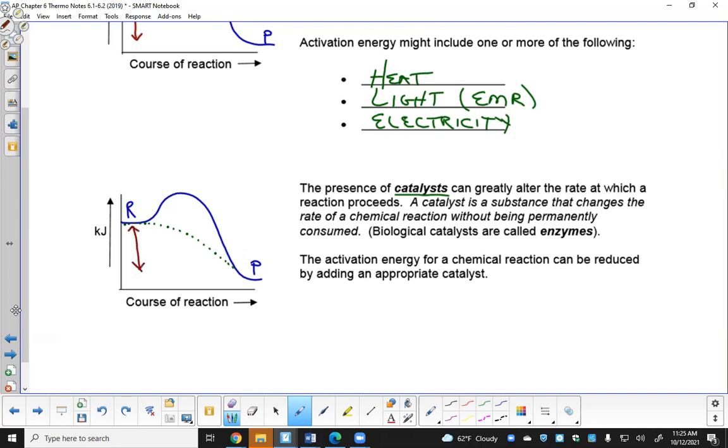You're still going to produce the same amount of energy, but you've reduced the hill that you have to overcome, or maybe even eliminated that hill that you have to overcome to make the reaction go forward. So the dotted line represents the catalyzed reaction. The blue line represents without the catalyst. So catalysts work to reduce energy and make things more efficient that way.